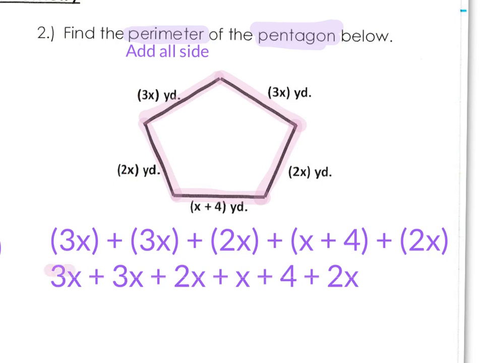So now I look, and I'm looking for like terms, just like what we were doing before. So I see a 3x plus 2x plus x. Those are all x's. And then I also have this plus 2x at the end. So if I add those all up, and you can use your calculator. Remember, you cannot put variables in, but you can add these in your calculator to help you. So we end up with 11x.